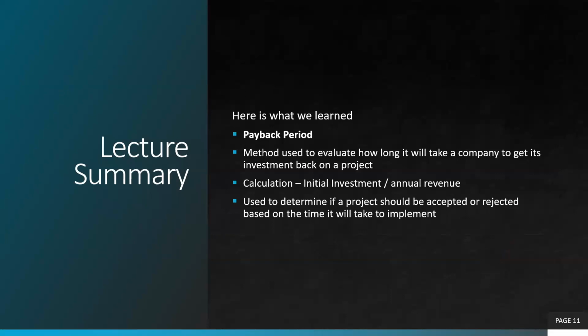So here's what we've learned in this lecture. We've discussed the payback period, and it's a method used to evaluate how long it will take a company to get its investment back on a project or a capital purchase. The calculation is your initial investment divided by the annual revenue. And it's used to determine if a project or a purchase should be accepted or rejected based on only the time it will take. And it does not take into consideration the time value of money. So it's somewhat reliable for you to do a very quick analysis on a project, but it doesn't tell the entire story.